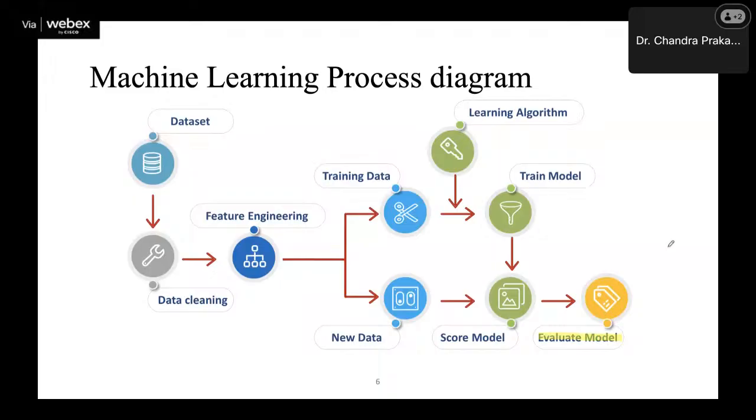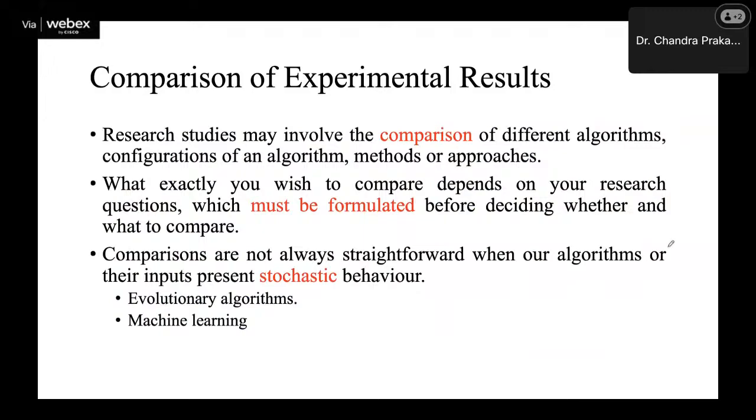If I have 3 or 4 or 10 models, then how do we compare them? So, comparison for the experiment result, right? Research studies may involve the comparison of different algorithms. As we discussed, we can propose different algorithms, methods, or approaches. Now, what exactly do we want? We want to compare, depending on what my research problem is, and correspondingly we need to formulate my problem statement, right? But that comparison is not always straightforward when our algorithm and its input represent some stochastic behavior.